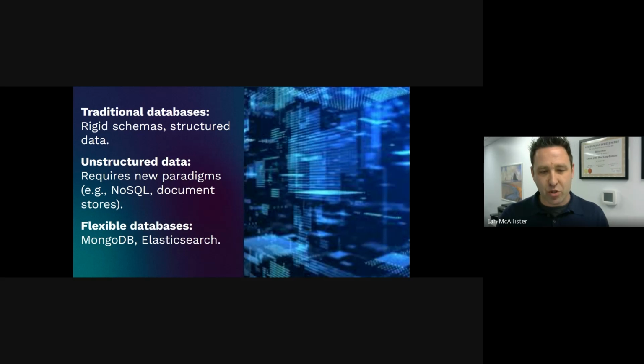To accommodate unstructured data, we need new paradigms. This is where technologies like NoSQL and document stores come in. These systems are designed to be more flexible, allowing data to be stored without a rigid schema. They handle the complexity and variability of unstructured data, making it easier to store and retrieve it. Some popular examples of flexible databases include MongoDB, Elasticsearch, and Firestore. These databases support unstructured data by allowing more dynamic storage structures, making them perfect for modern applications like search engines, recommendation systems, and AI-driven products.